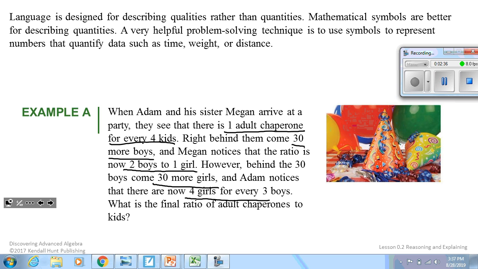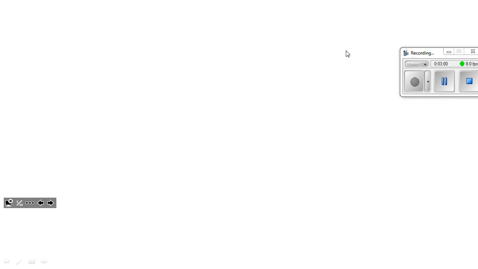So let's start at the beginning. 1 adult chaperone for every 4 kids. All right, so how are we going to set up an equation that represents that? When we think about how to set up this equation, let's think about the ratio. The ratio is 1 to 4, and that's adult to kids, right? My first equation is going to be a ratio that represents adults to kids. So adults to kids, well, there are boys and girls. So adults to boys plus girls, and that ratio is 1 to 4. So there's our first equation.